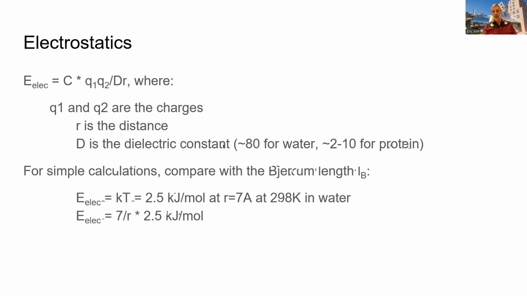Okay. So if for example we had two charges at 14 angstroms apart, then we'd know, well, the energetic attraction between them is just going to be half of what it is at 7, right? So it would be 1.25. And so that's a simple way to just kind of look at these structures and have a sense for how strong these interactions are. Okay.